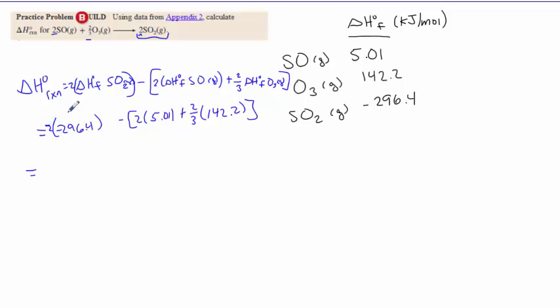So plug this in your calculator. 2 times -296.4 minus, now if you calculate a lot, use parentheses. Otherwise, make sure you calculate this separately because it's minus this entire sum here. And you should end up with -697.6, and these are all in kilojoules per mole. And that is how to find the enthalpy of a reaction using standard enthalpies of formation.